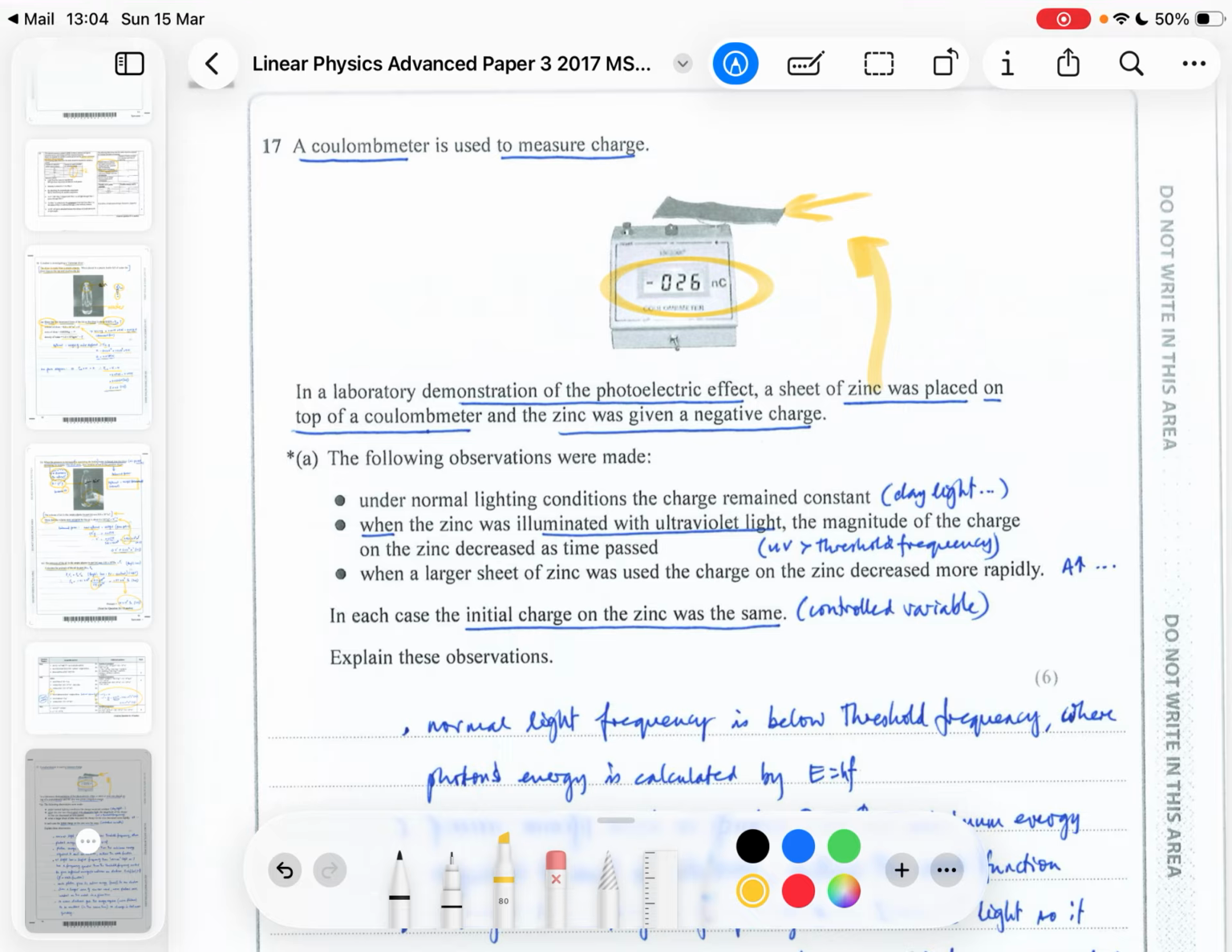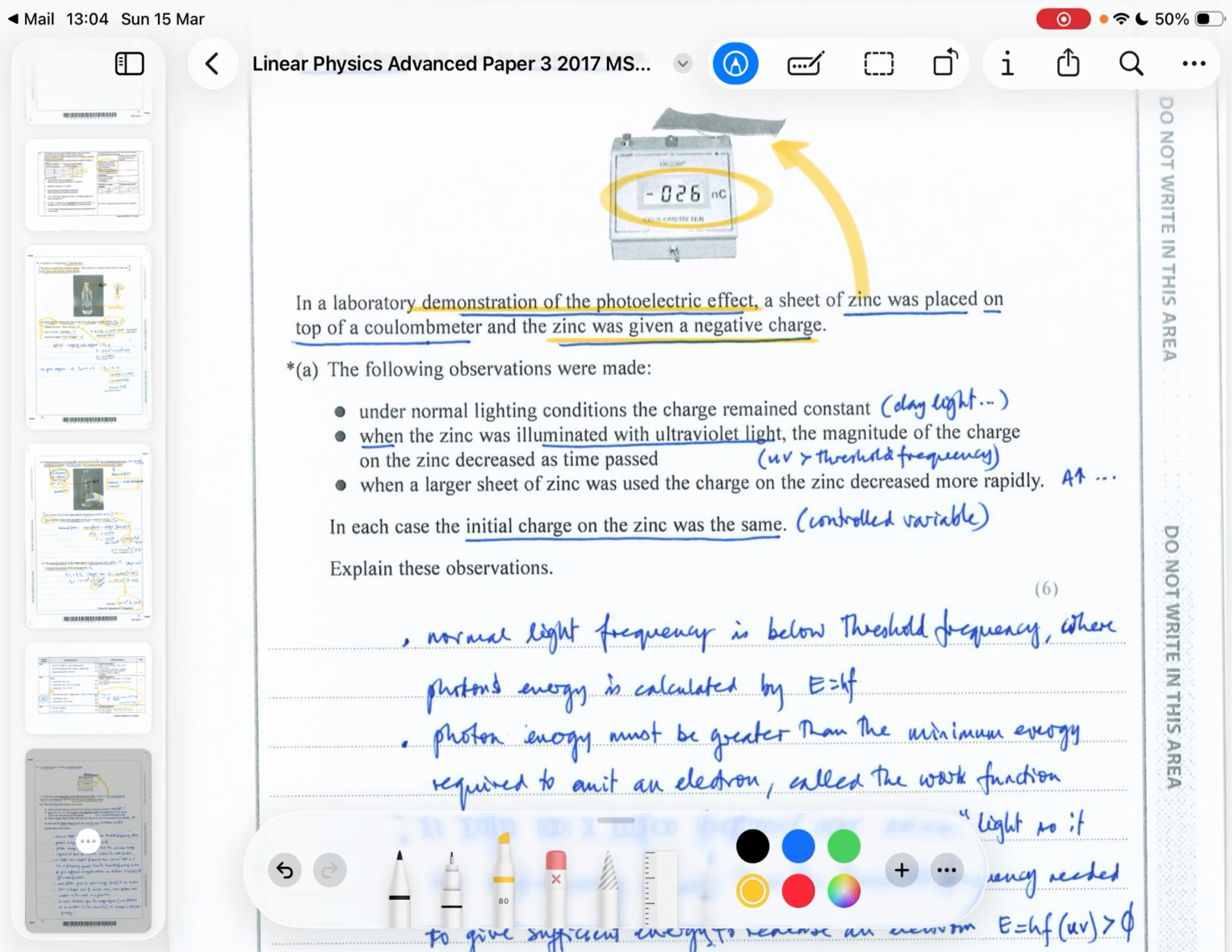Okay, so they put a zinc plate there. Let's draw that again. So they put the zinc plate on top, and they're going to demonstrate the photoelectric effect using zinc, which is common. So the zinc was given a negative charge. So the zinc's charge is 26 nanocoulombs, which is negative. Okay.